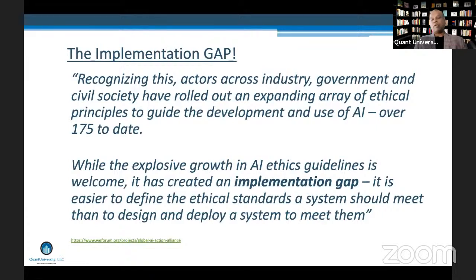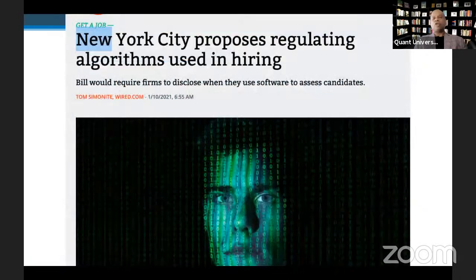But one thing I want to mention is, even though there's a lot of concern, the implementation gap is something we have to address as practitioners, engaging with various stakeholders. Otherwise, we'll have a lot of frameworks without much use. So I want to talk about a couple of things which have happened in the last few months.